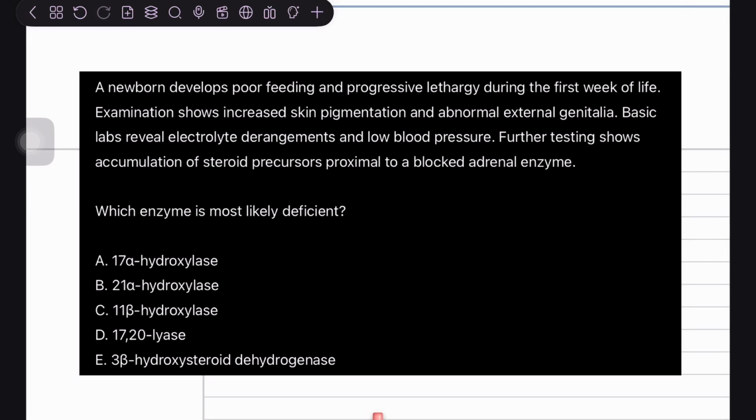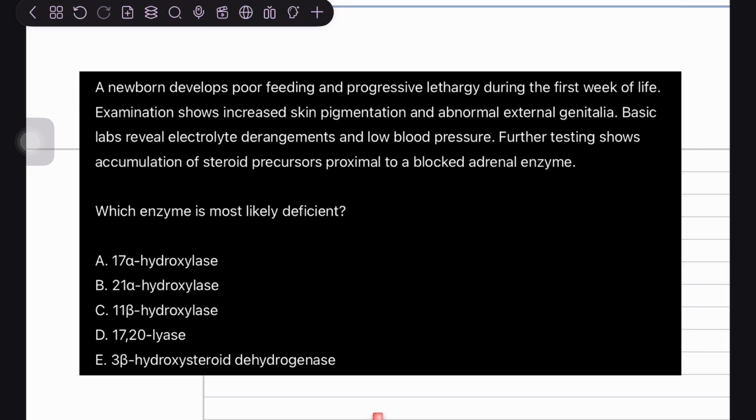This video is all about differentiating the very confusing 17 alpha hydroxylase, 21 alpha hydroxylase, and 11 beta hydroxylase congenital adrenal hyperplasias. This is the most high yield information you need to know for your exam, USMLE Step 1 or Step 2. You need to know this. This is very high yield.